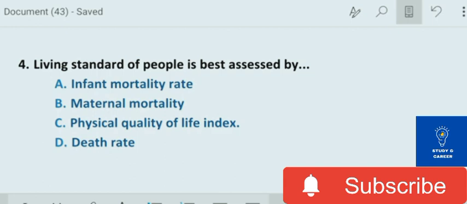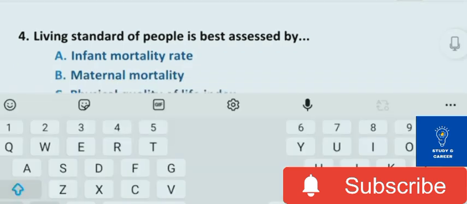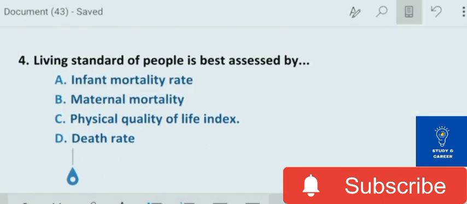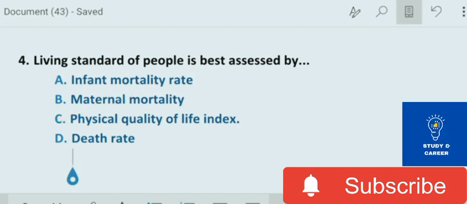Physical quality of life index. C is the correct option. Next, fifth question.